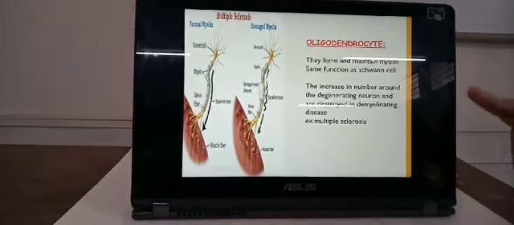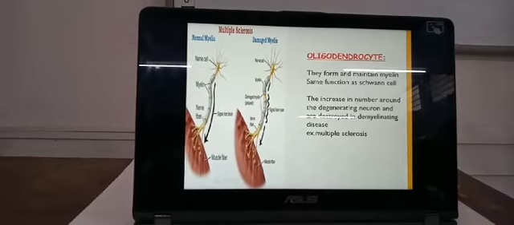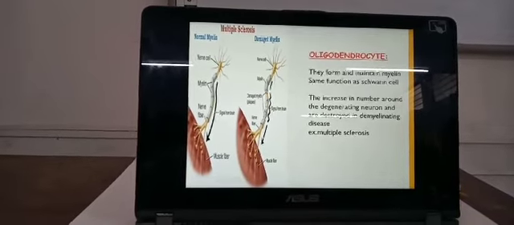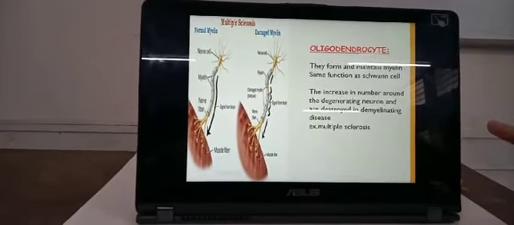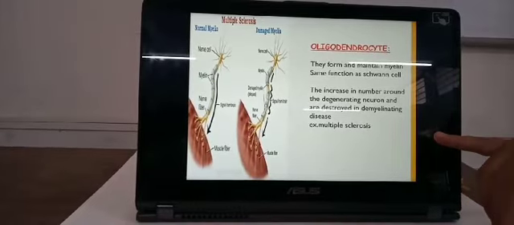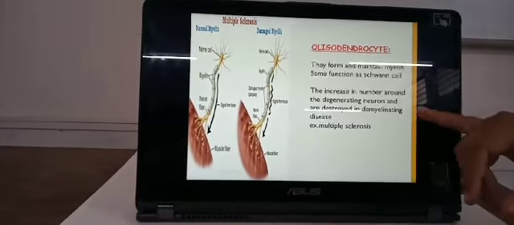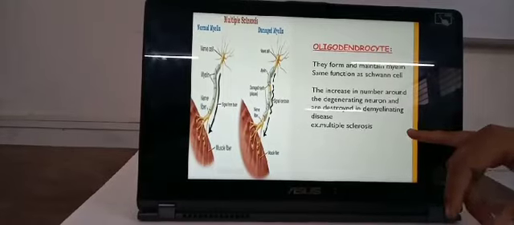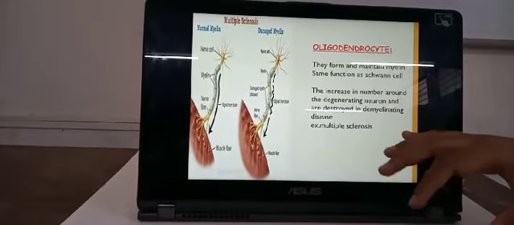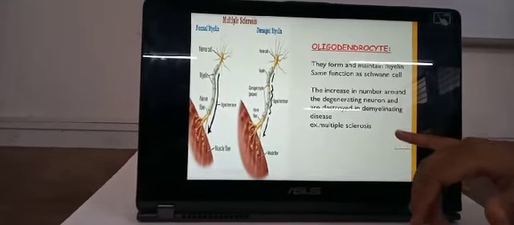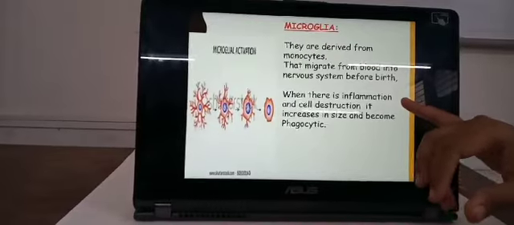Oligodendrocytes, we learned, are smaller in size than the astrocytes. They increase in number around the degenerated neurons and they are destroyed in demyelinating diseases. Multiple sclerosis is one of the different diseases in which the oligodendrocytes can be destroyed.